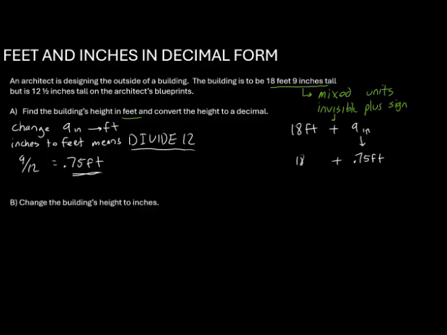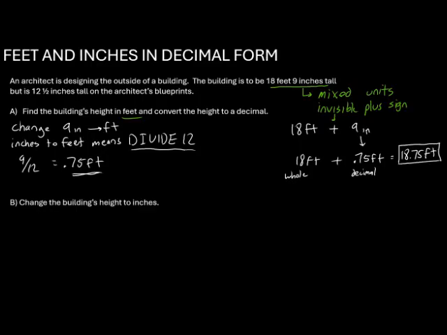Now we'll replace that 9 inches by 0.75 feet, and we'll add that to the 18 feet that we already had previously. We don't need to do anything to the 18 feet other than add it to the 0.75. Notice that the 18 is a whole number and the 0.75 is a pure decimal number. If you have a whole number and then you add a pure decimal, we can just stick the two numbers together and we'll get 18.75 feet for our height of the building.